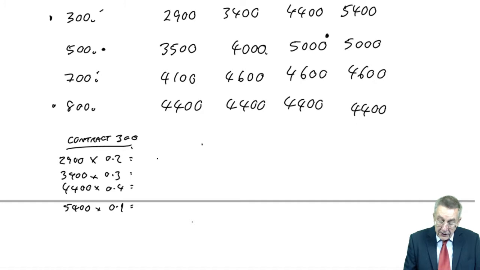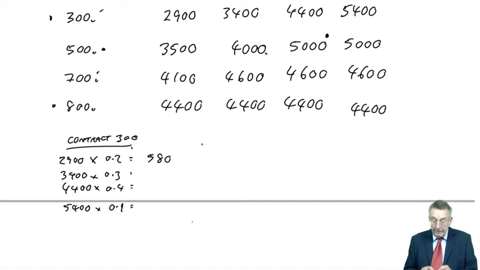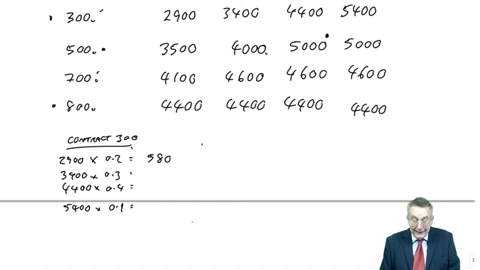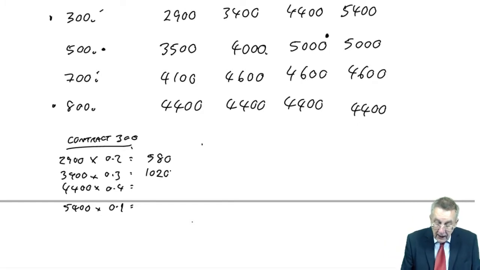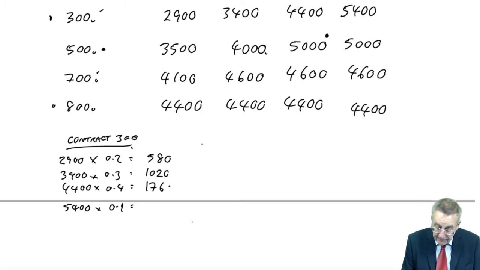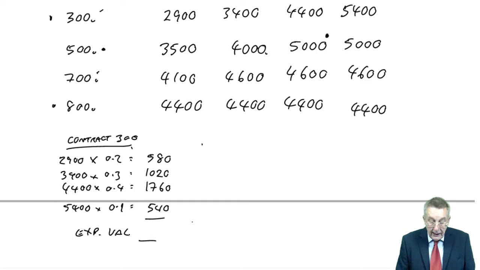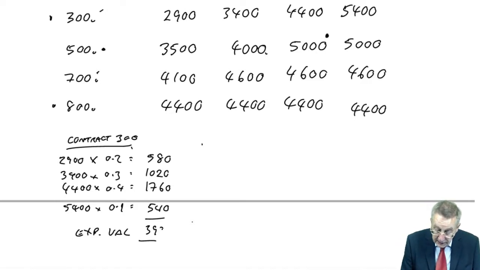So 2,900 times 0.2 is 580. 3,400 times 0.3 is, for some reason I always tend to get this wrong, 1,020. 4,400 times 0.4 is 1,760. 5,400 times 0.1 is 540. And so the total, the expected value, is 580, 1,020, 1,760, 540, which is 3,900.